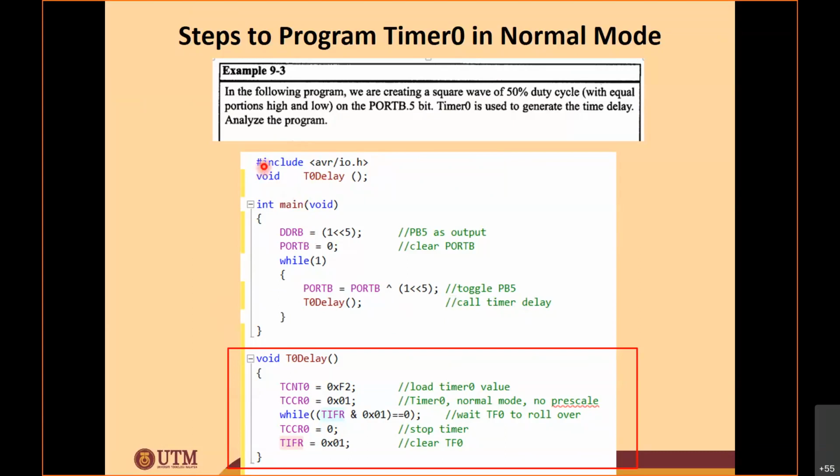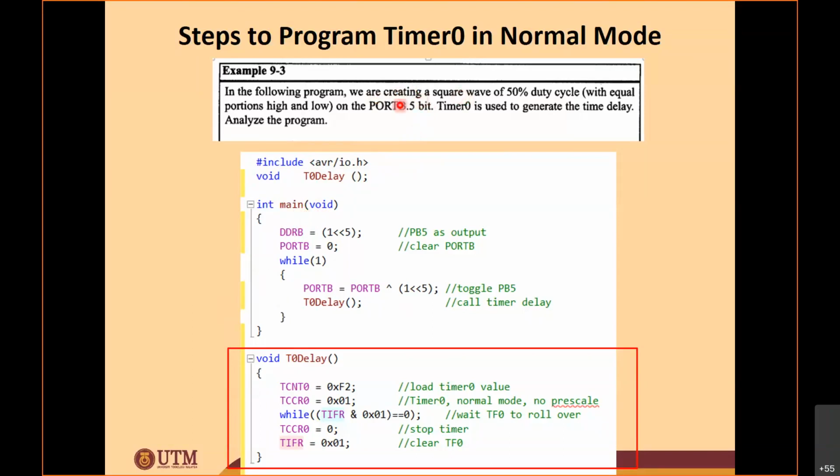So you have this program here, and you need to analyze it. First you include this AVR file as usual, and then you initialize your timer 0 delay function. This is a T0 delay function, followed by your main program. Inside of your main program, if you can see this example here, you're going to create a square wave.